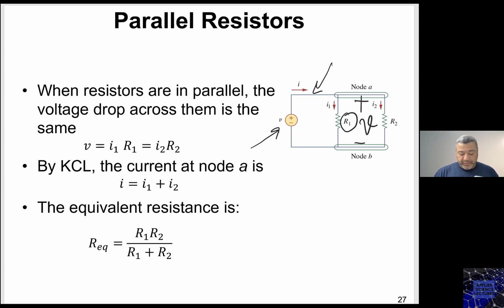Now, for resistors that are in parallel, if there are only two resistors, you can apply this expression here, which is the product divided by the summation. This is going to be the R equivalent for two resistors that are in parallel.